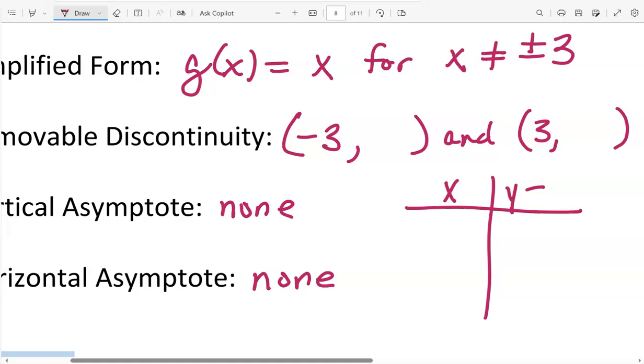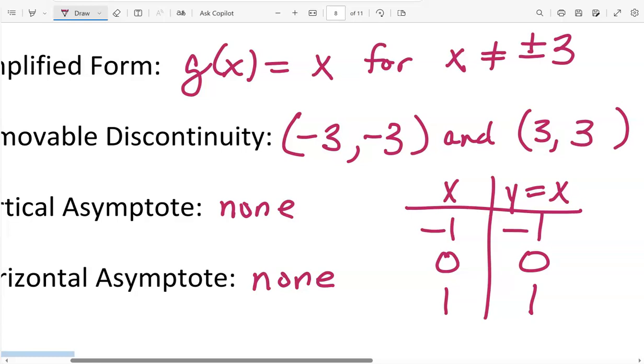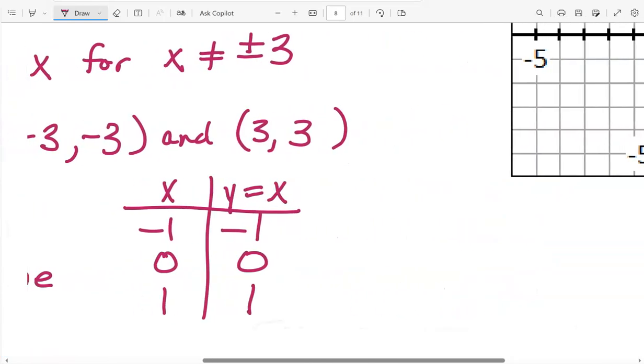And if g of x is equal to x, that's basically y equals x. So when x is negative 1, y is negative 1. When x is 0, y is 0. When x is 1, y is 1. So our removable discontinuities are negative 3 comma negative 3 and 3 comma 3. So we've got a straight line.